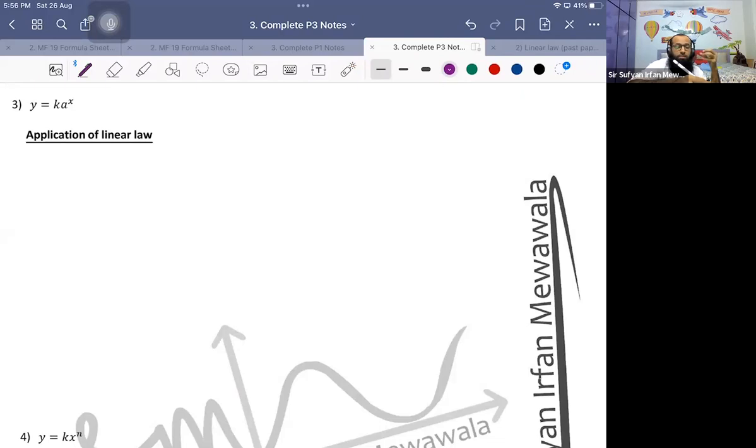If something is specified or if certain information is given by the examiner, then we need to follow that. But if nothing is written, if nothing is given, then we can take any of LG or ln. So over here, I'm taking LG on both sides.